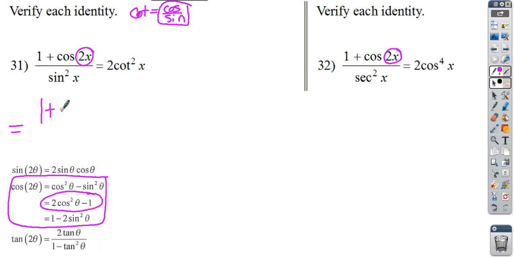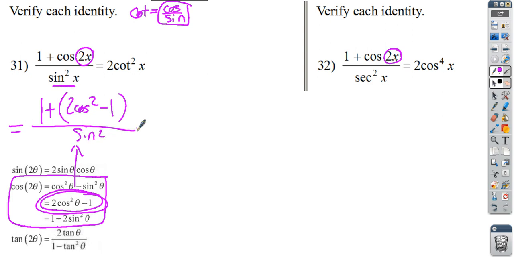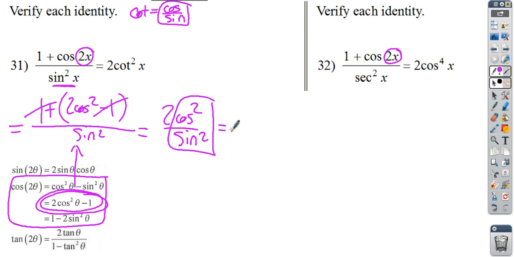So 1 plus cosine of 2x, I'm replacing with that identity right there. So 2 cos squared minus 1, and that whole thing is over sine squared. Let's see what happens. Well, the 1 minus 1 cancels. We're just left with 2 cos squared over sine squared. Well, what is cos squared over sine squared? That equals cotangent squared. So we have 2 cotangent squared, and there it is. We're done. We proved what we needed to prove.